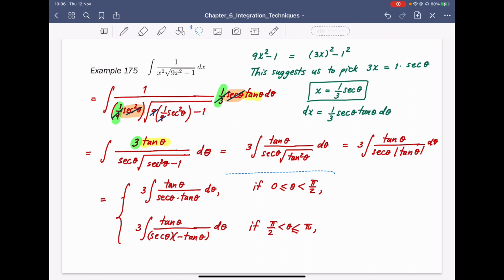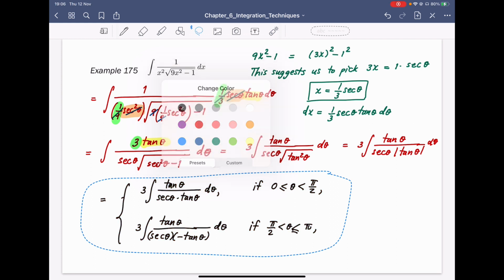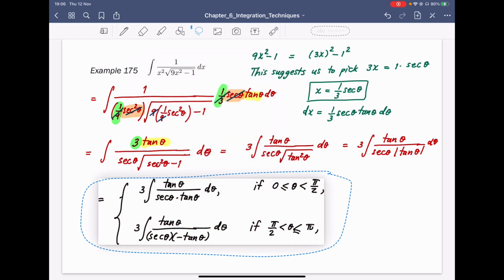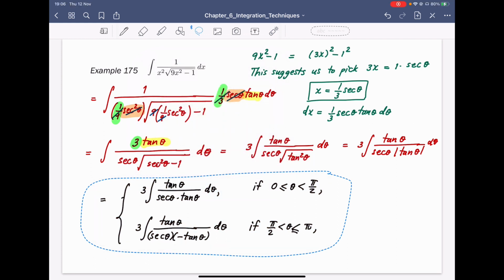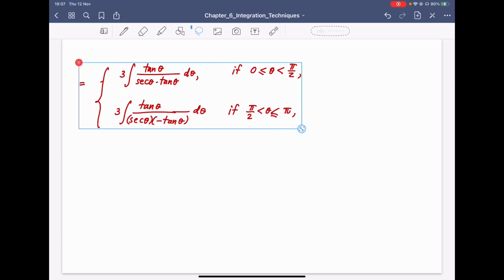All right, to make it clear, I'm just going to redo the color. So this is going to be the black one. I'm going to copy this to the next page. All right, next page. All right, we're almost there.